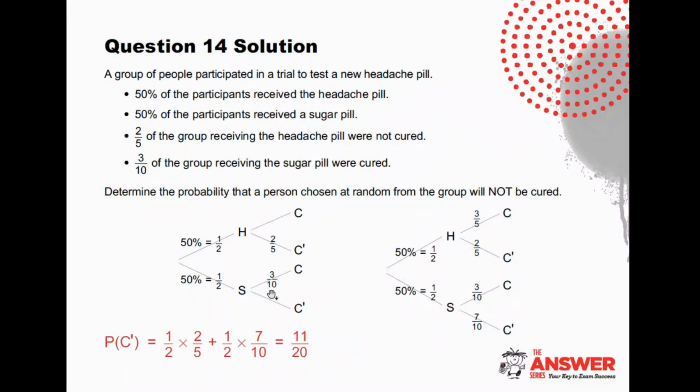So I've done 2 tree diagrams to show you this is what the words gave you. These you need to work out. Determine the probability that a person chosen at random from the group will not be cured. There's not cured. There's not cured. So I need to take headache pill, not cured, and multiply along the branch. Sugar pill, not cured, multiply along the branch, and add those two products together.